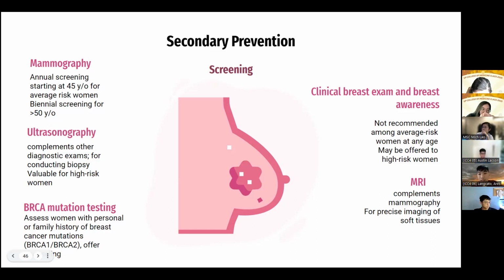MRI is really recommended for high-risk women of breast cancer with certain factors, which typically starts at age 30 already. These newer technologies such as MRI or PET, sorry, it's not included in this slide, have been shown to be superior to mammography in their sensitivity. However, specificity is moderate. That's why it's really not recommended for average risk women.